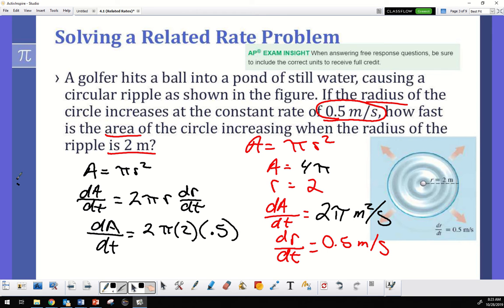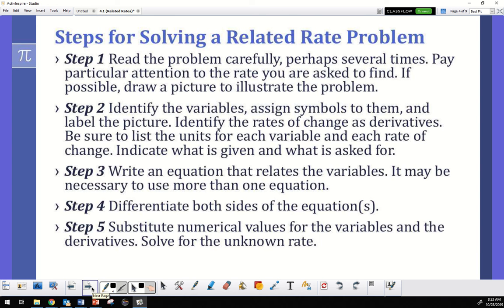Answering free response question, be sure to include correct units to receive full credit. So, straightforward, right? I know it's kind of a strange concept, but it's word problems with a lot of other stuff. Just list everything that you have, everything that you know. Step 1, read the problem carefully, perhaps several times. Pay particular attention to the rate you are asked to find. That's what we did. We listed. I put a question mark next to the one that I'm looking for.